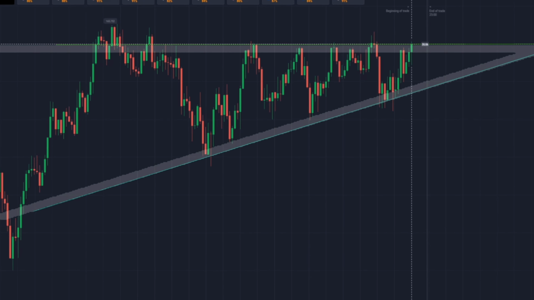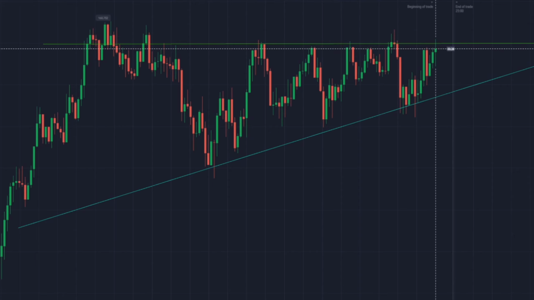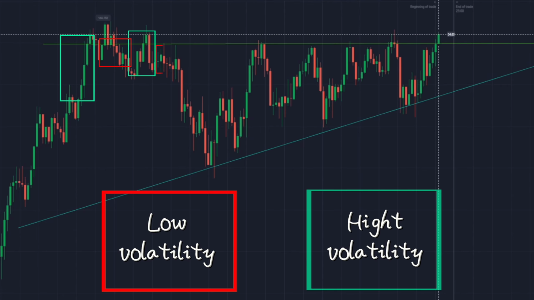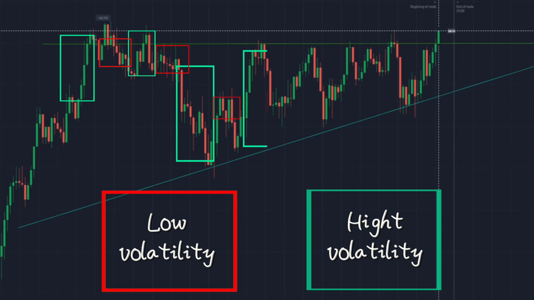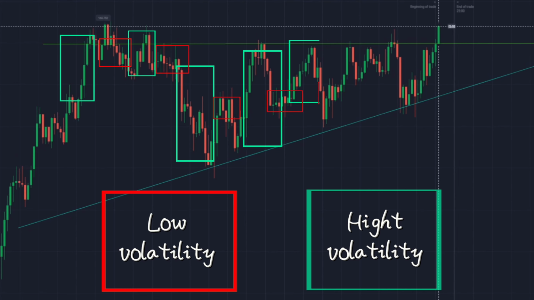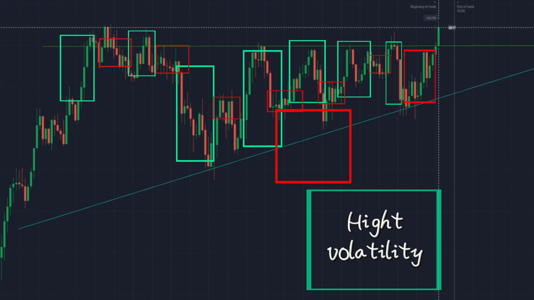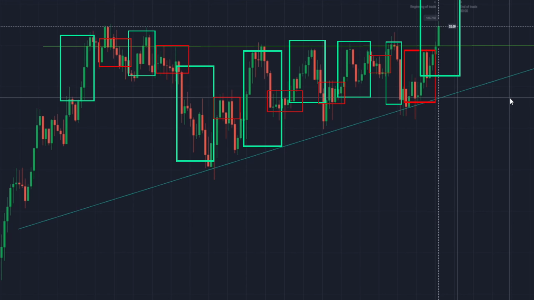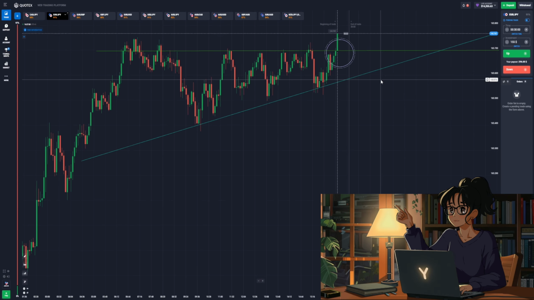They work because of how volatility changes in the market. Markets move in cycles. Low volatility, high volatility, back to low, and repeat. In triangles, we're watching for a squeeze. Price keeps bouncing between support and resistance, but the range gets tighter and tighter. That means volatility is about to shift. If we have a strong trend in place, that's your green light. The pattern ends with a breakout, usually in the direction of the trend.